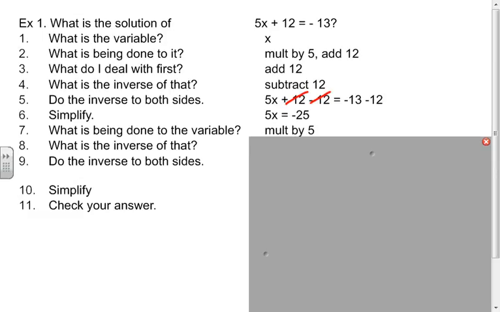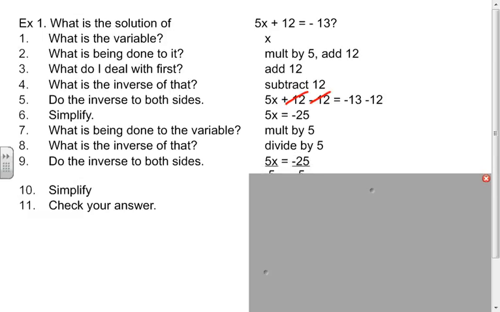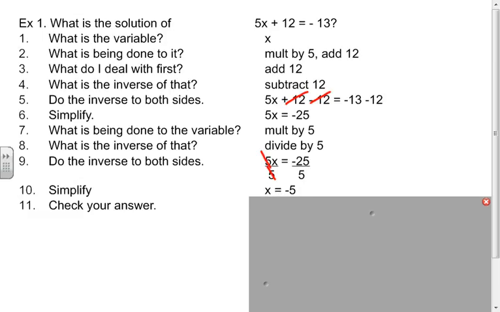Step 8, what is the inverse of that? The inverse of multiplying by 5 is dividing by 5. Step 9, do the inverse to both sides. So I'm going to divide both sides of the problem by 5. And then I'm going to simplify. Multiplying by 5 and dividing by 5 are inverses, so they cancel. All I have on the left is an x. On the right-hand side, -25 divided by 5 is -5.